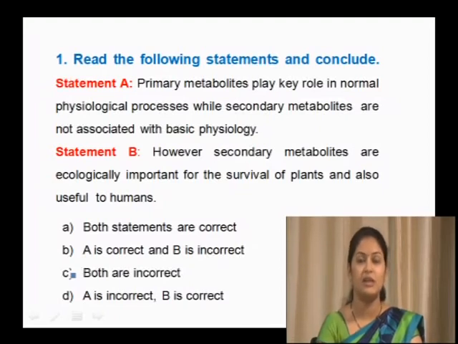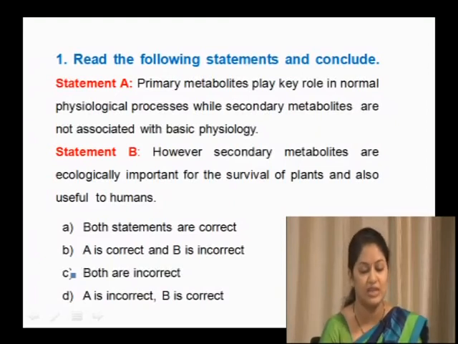Say, for example, vincristine and vinblastine associated with the plant Vinca rosea. These two chemicals, I repeat, vincristine and vinblastine, have anti-cancerous properties. In the same way, the plant Sarpagandha or Rauwolfia serpentina has the chemicals called reserpine and serpentine. Both of them are associated with regulating the blood pressure of humans. So as a result of this, we can come to a conclusion that both the statements are correct. So the option for this question is A.